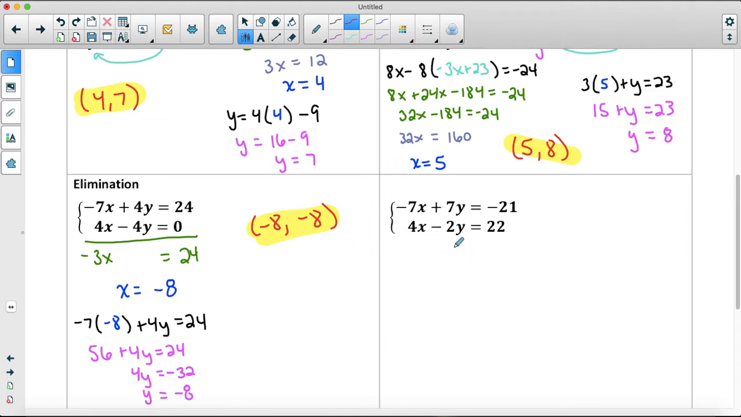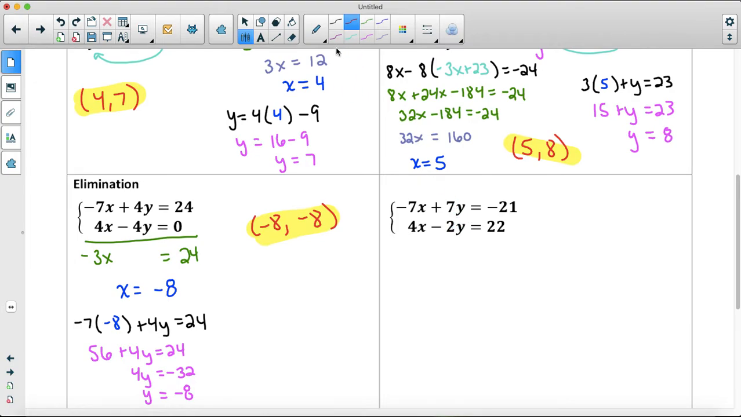On the second example, we can see that we have x's, y's, equals constants. So they're already set up in the way we need them. But if we look at our x's, the value in front of your x is not the same, and the value in front of your y is not the same. That means that we have to try and make either the x's become the same number or the y's become the same number. It will not be easy to make 4 become a 7 or 2 become a 7.